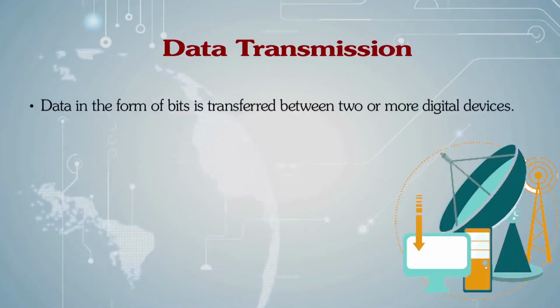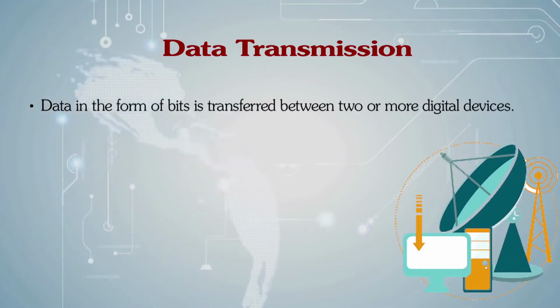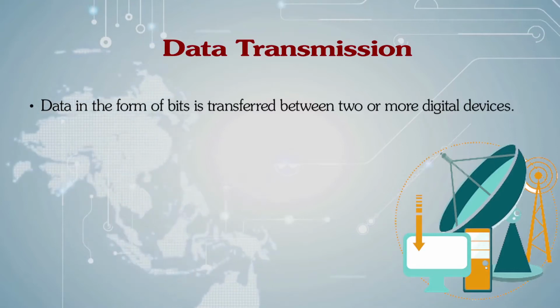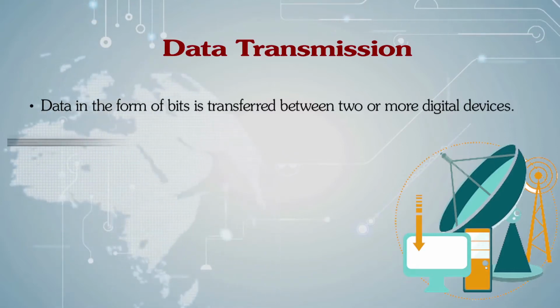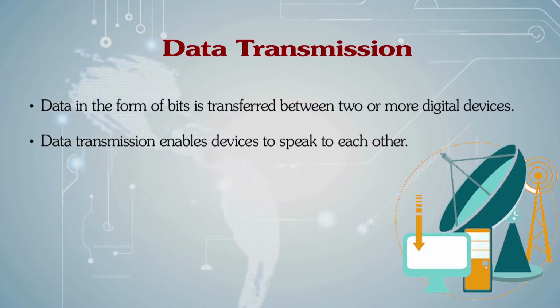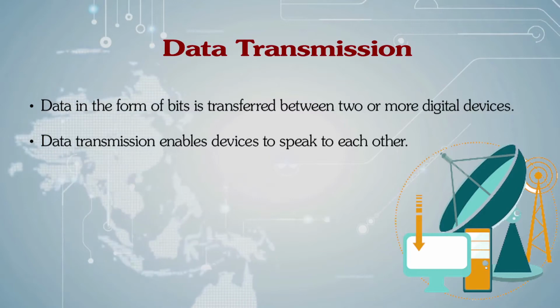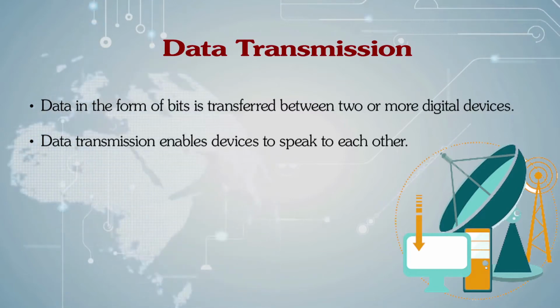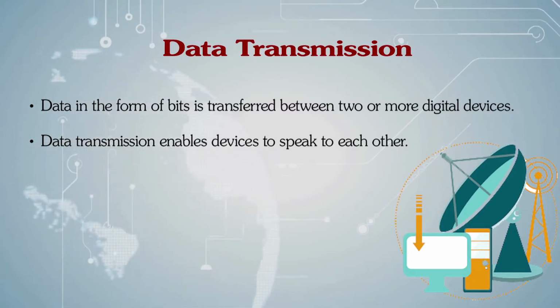Data transmission is the transfer of data in the form of bits between two or more digital devices. So data is basically in the form of bits or signals. Data transmission enables devices to speak to each other. When you send an email to someone, you are basically talking to that person. You can also chat using WhatsApp and other kinds of media.